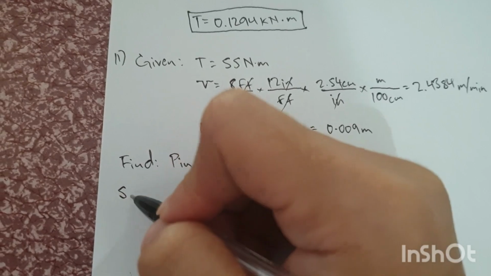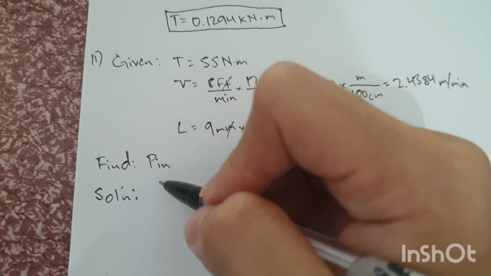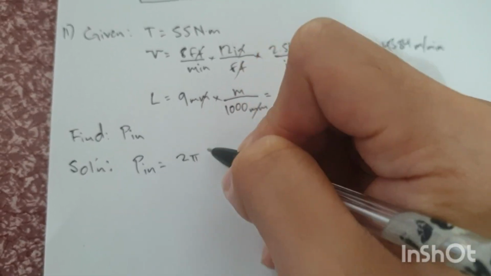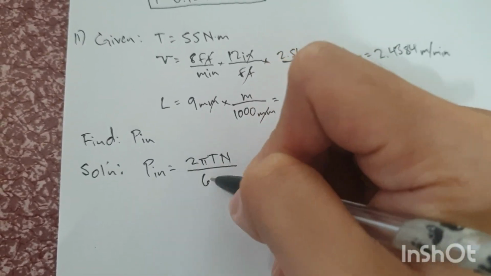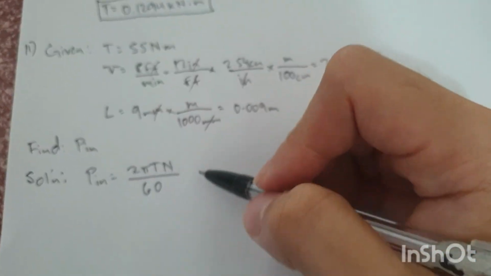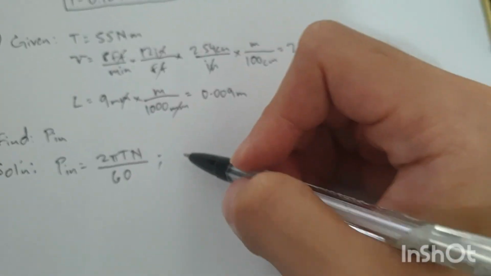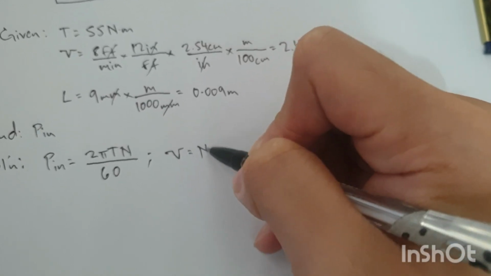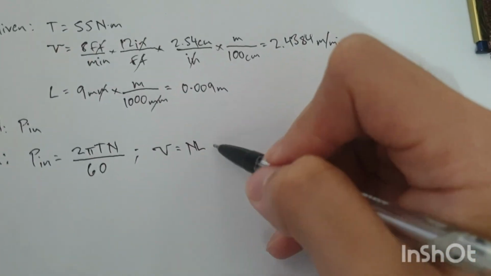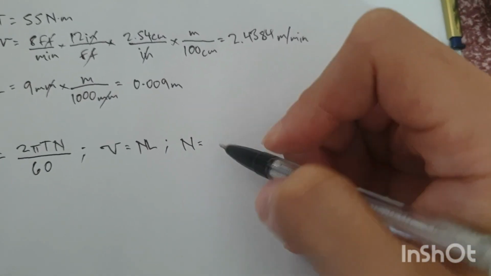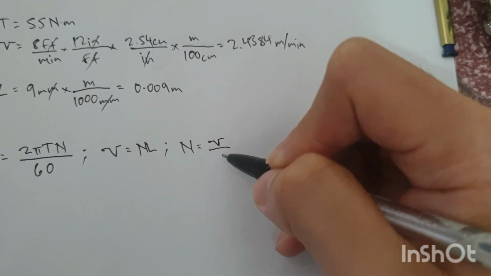So to get the power input, we should simply use the formula P in equals 2 pi T N over 60. But we still don't know the value of N, which is our RPM. So to get our N, we should use the formula, the velocity equals N times L, the lead, and to get N is equivalent to V, which is the velocity, over the lead.